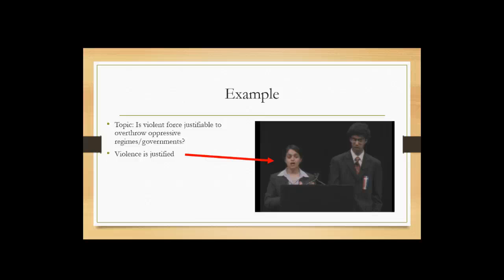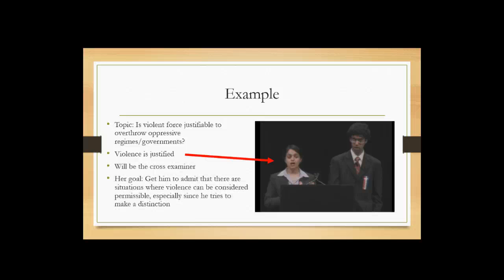and she is going to be saying, yes, it is justified. We should use violence. So keep in mind then that the person that she is arguing against is going to be arguing, no, violence is not justified. You can't use it. So her goal is to get him to admit that there are situations where violence can be considered permissible. Now, the reason I'm saying that is because you're not going to see his speech, but he does try to sort of make a distinction that there are situations where it's considered permissible but not justified. He tries to make a distinction between those two words, and that's really her goal going in. So let's watch what happens and see if she actually does achieve that goal.